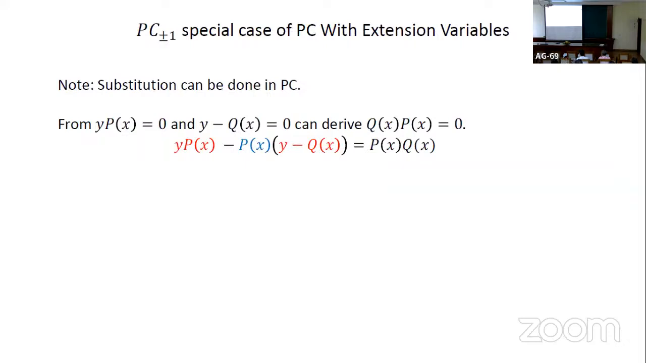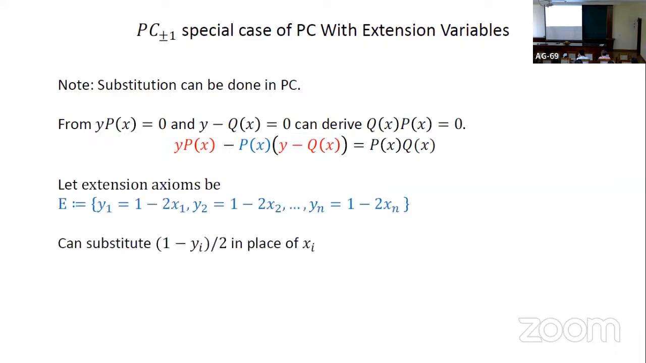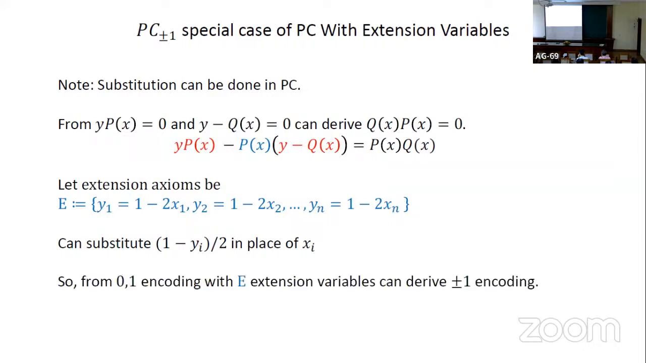The first observation is that PC plus minus is nothing but a special case of PC with extension variables. Substitution can be done in PC very easily. If we choose the extension variable y_i = 1 minus 2x_i, I can substitute x_i as (1 minus y_i)/2. Starting from a 0-1 encoding, I can derive a plus minus 1 encoding, and then use a plus minus 1 proof to prove 1 equals 0. So PC plus minus 1 is a special case of PC with extension.